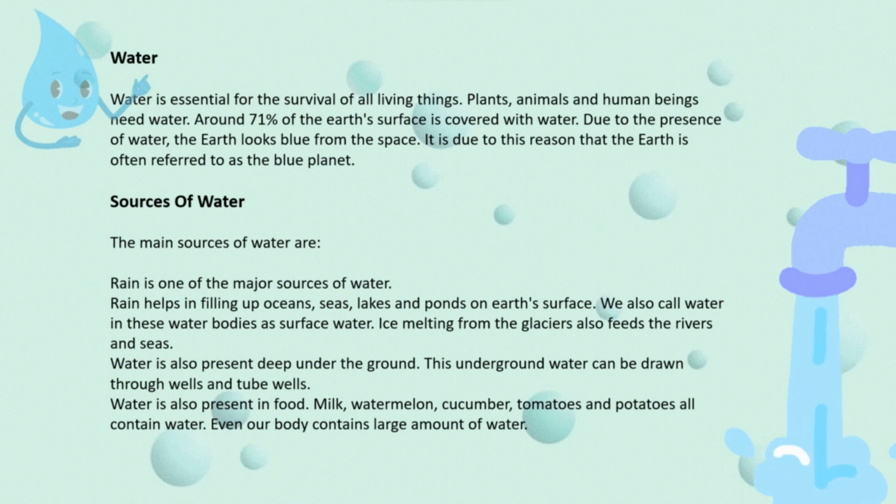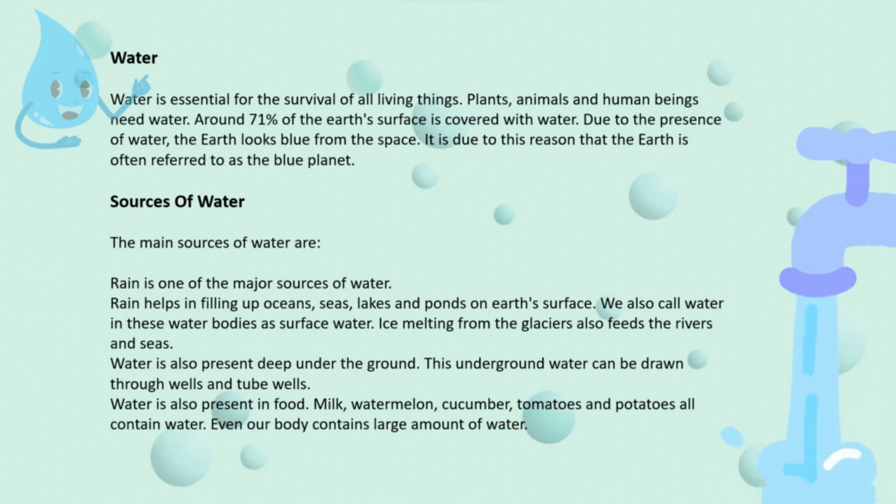Water. Water is essential for the survival of all living things. Plants, animals, and human beings need water. Around 71% of the Earth's surface is covered with water. Due to the presence of water, the Earth looks blue from space. It is due to this reason that the Earth is often referred to as the blue planet.